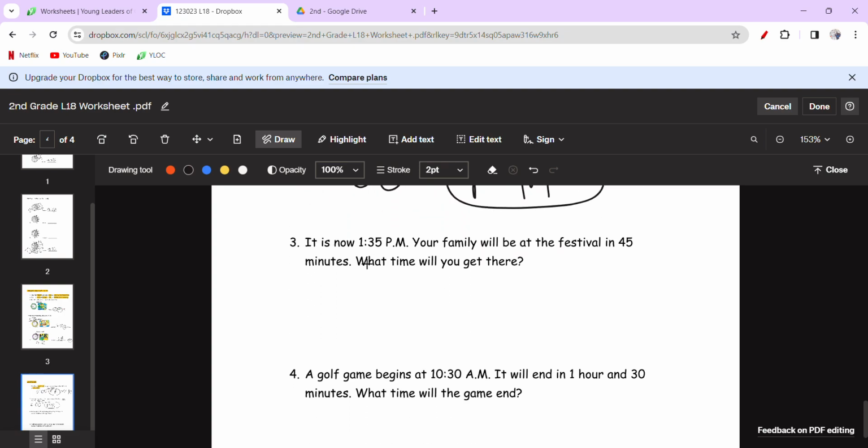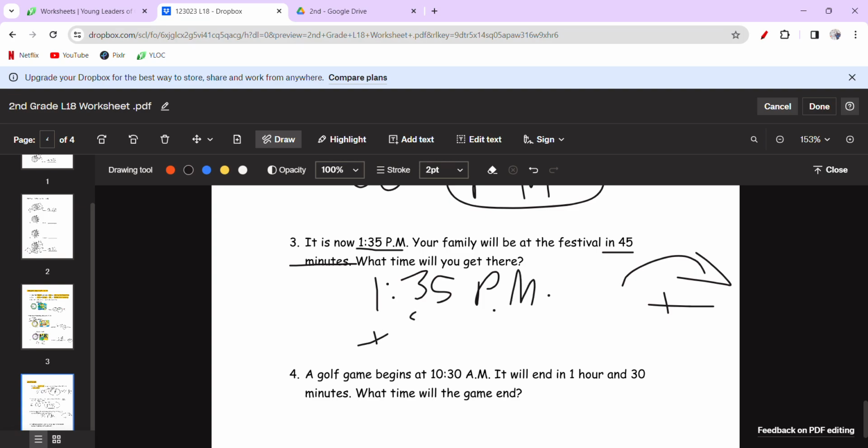Last one, it is 1:35 p.m. Your family will be at the festival in 45 minutes. What time will you get there? Okay, so you're going to arrive 45 minutes later, right? So you would have to add these up. So it would be 1:35, and you can't forget the p.m. And then you just add 45 like this. 5 plus 5 is 10, so you put the 1 over here. 3 plus 1 is 4.